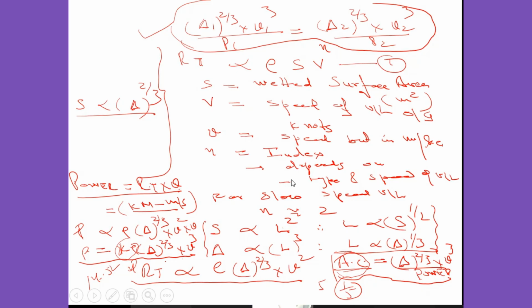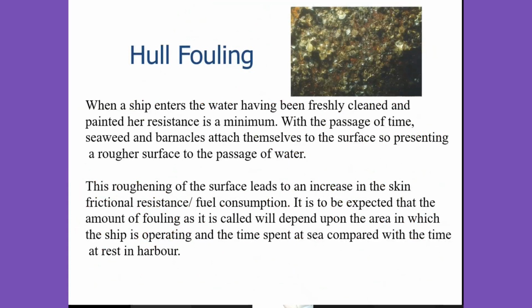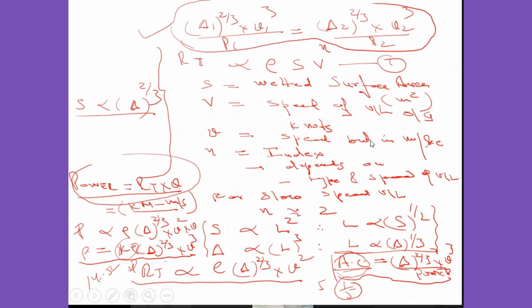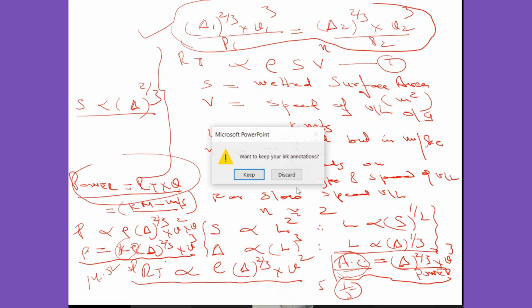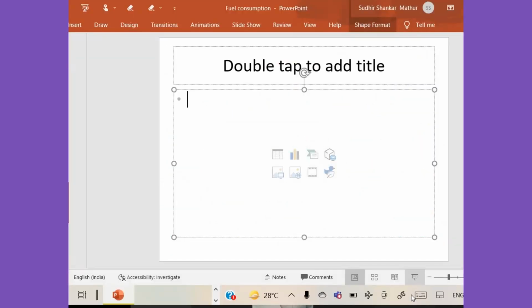No, I will tell you why. If I am calculating power using this relationship, power is equal to RT into V, and somebody tells me the value of RT. Sorry, can I remove whatever is written here so that it will be clear? Let me just erase this, just to explain that point.